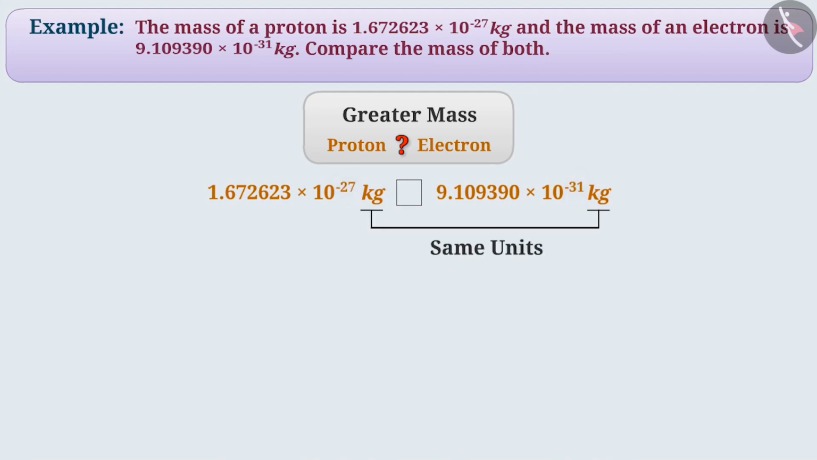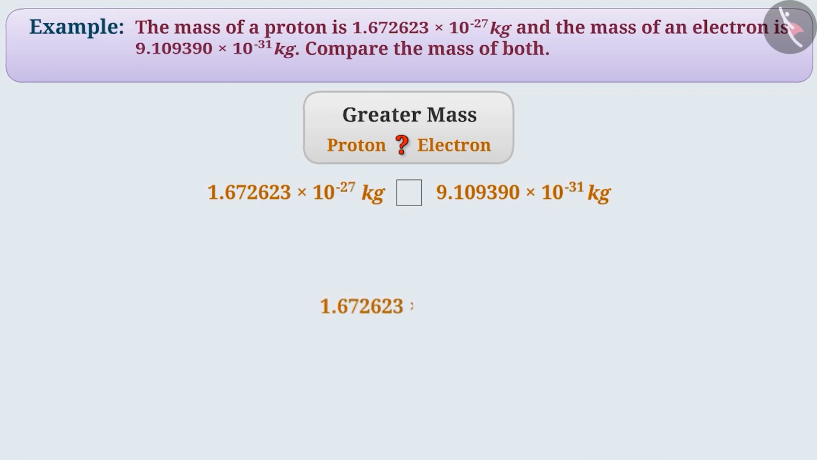Here, the units of both are the same. But for 1.672623 into 10 to the power of minus 27 kg, the power is minus 27, whereas for 9.109390 into 10 to the power of minus 31 kg, the power of this number is minus 31. To equate the exponents, we will either have to make the power of both as minus 27 or minus 31. Let's make the power of both as minus 31.